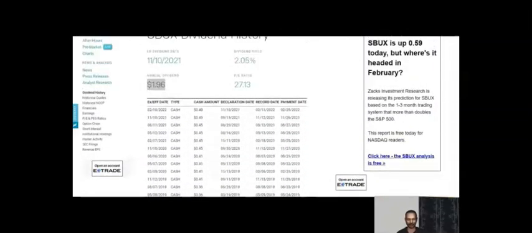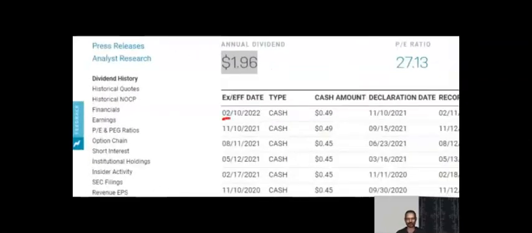Looking at Starbucks, this goes all the way back to 2010. So this little chart comes up and this is what you want. Looking at this chart, we can see that Starbucks ex dividend date is the 10th of February. This means you have to own the stock the day before the ex dividend date. So as long as you own this stock by February 9th, 2022, you'll receive the next dividend. This cash amount tells you how much that dividend is going to be. So as long as you own this stock by February 9th, you'll get 49 cents for each share that you own.